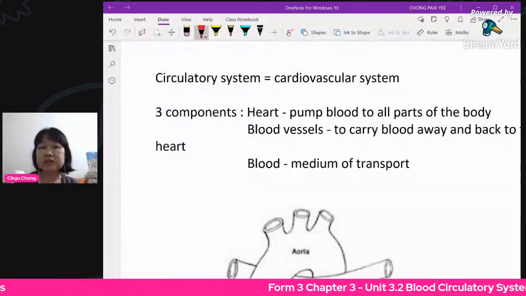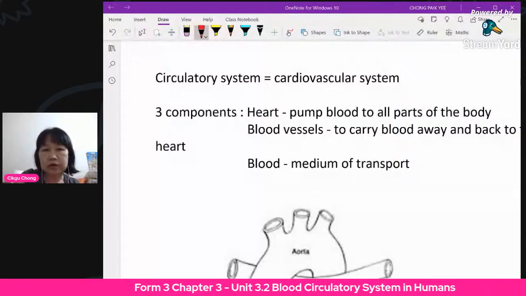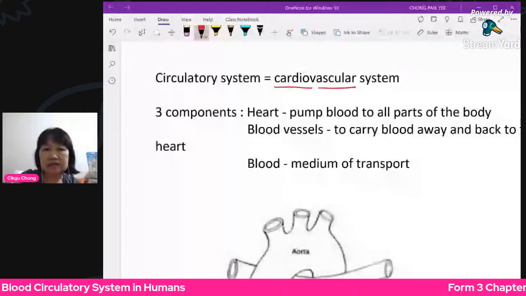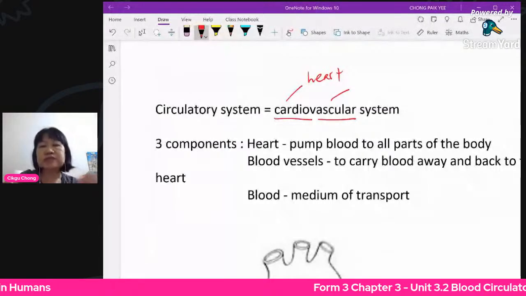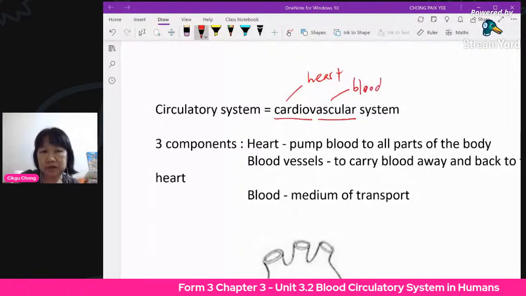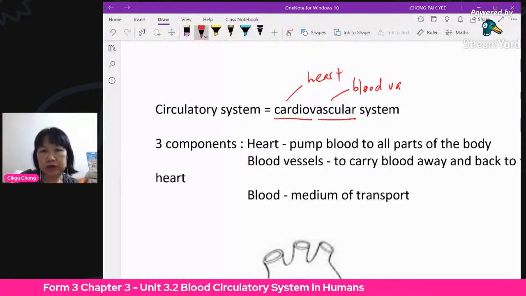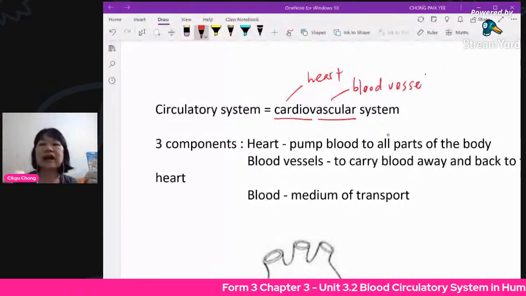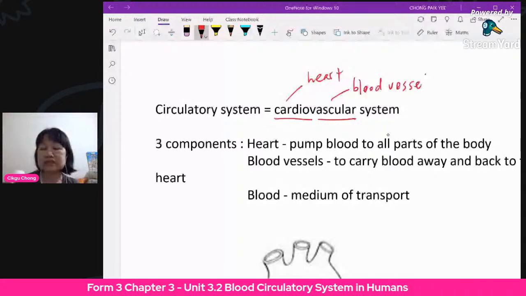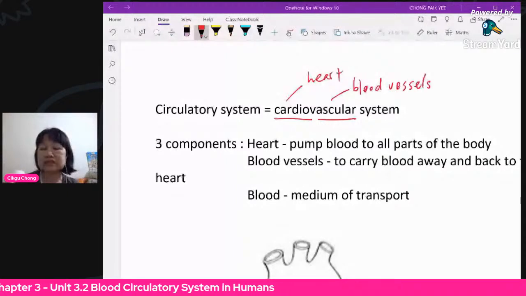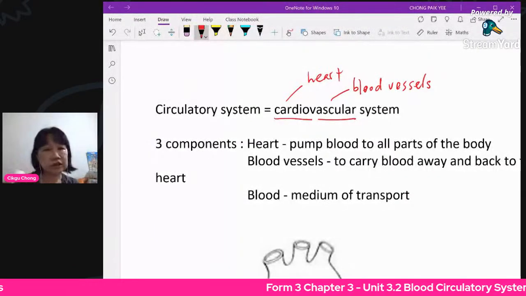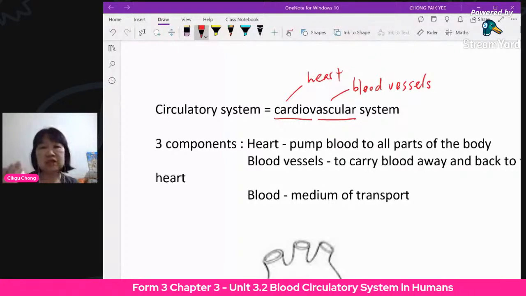Another name is this word, cardio. When you see this word cardio, it actually means heart, 心脏. Vascular means blood vessels, 血管. So when you talk about the cardiovascular system, it means the heart and blood vessels. Let me write blood vessels. This heart and blood vessel system is very, very important for all the mammals and also those animals that have blood. For example, you learned the amphibians, and also the fish, the lizards, which are reptiles, and also birds, and also humans and other mammals.